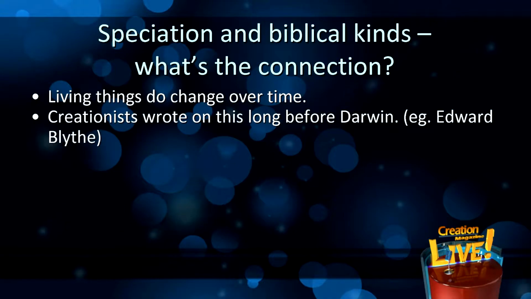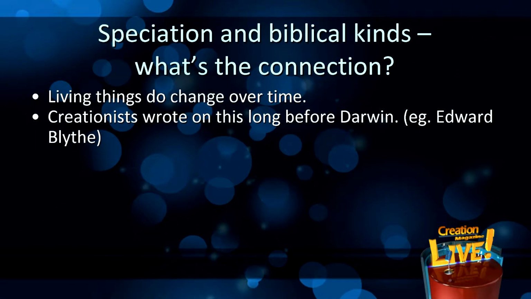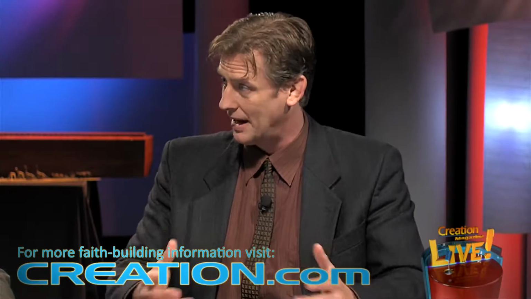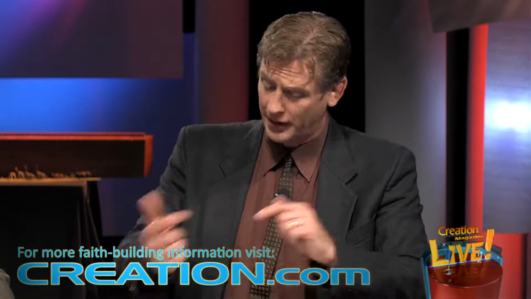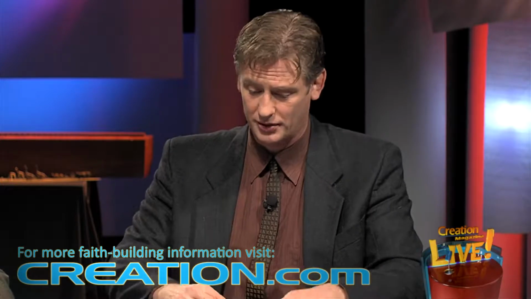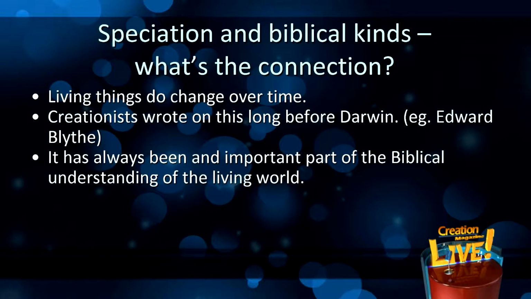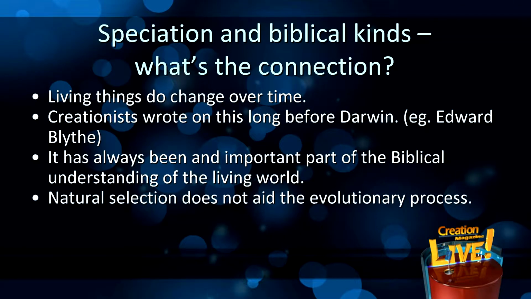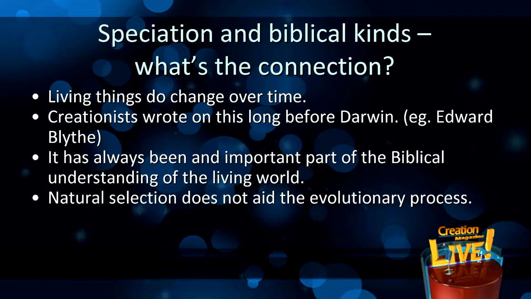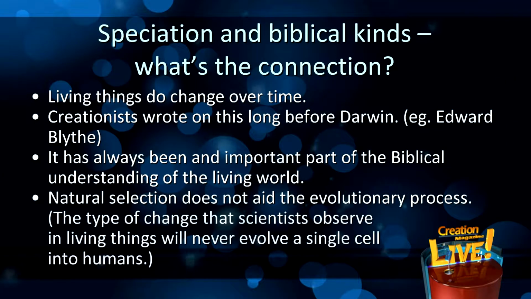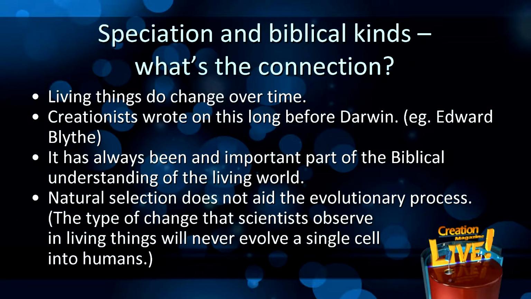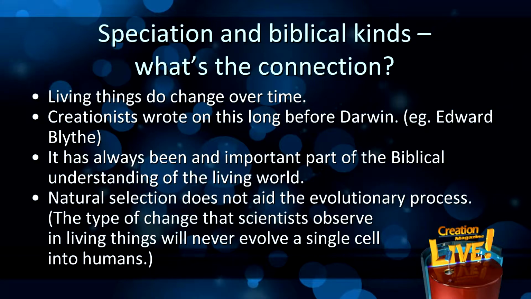Creationists wrote on this long before Darwin. For example, Edward Blyth wrote a scientific paper talking about natural selection from a creationist viewpoint, 20-some years before Darwin. It's always been an important part of the biblical understanding of the living world, and natural selection does not aid the evolutionary process. So said in another way, the type of change that scientists observe in living things will never evolve a single cell into humans. It's the wrong direction of change that we see.